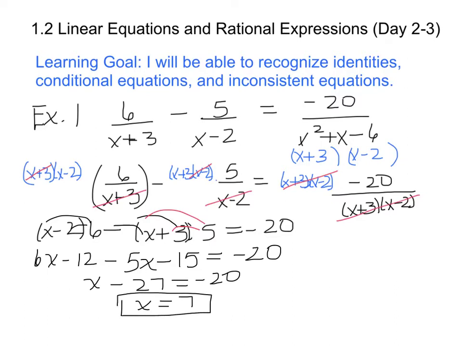And don't forget, which I did, to do your restrictions. X cannot equal negative 3 or 2. So as long as we don't get those as solutions, we're okay. But if you do get one of your restrictions as solutions, then you have to write no solution.